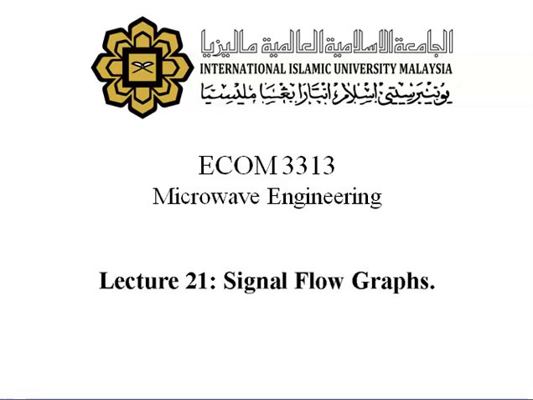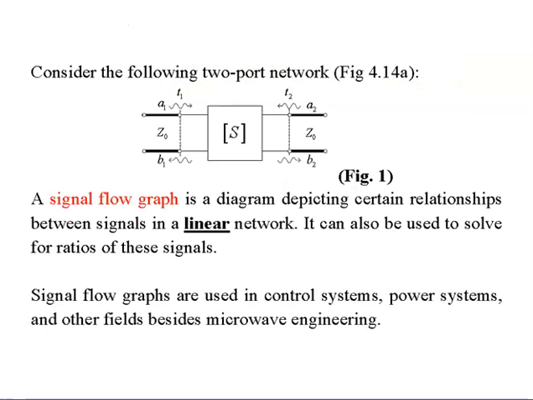Lecture 21, Signal Flow Graphs, SFG. Consider the following two-port network. So here you have the S parameters. So here is port 1 and port 2. A signal flow graph is a diagram that depicts certain relationships between signals in a linear network. It can also be used to solve for ratios of these signals.